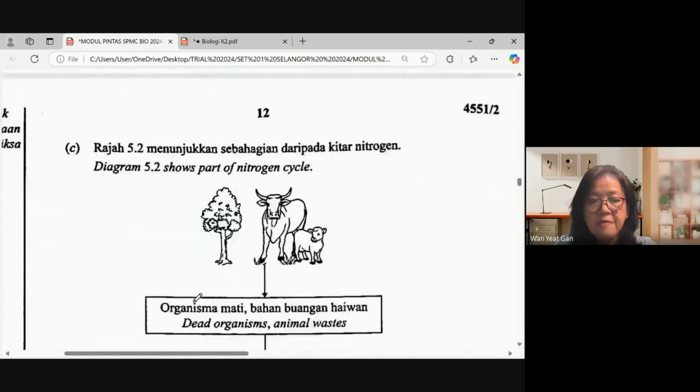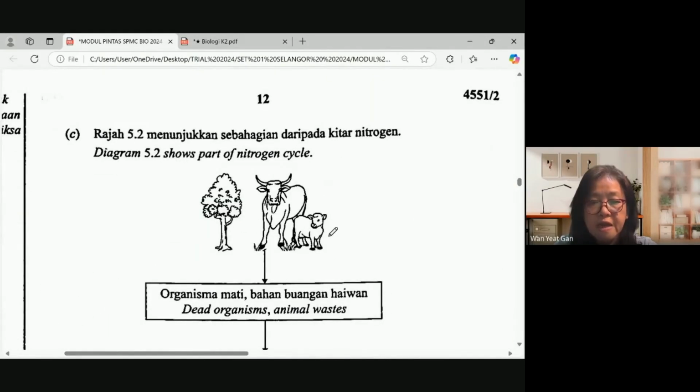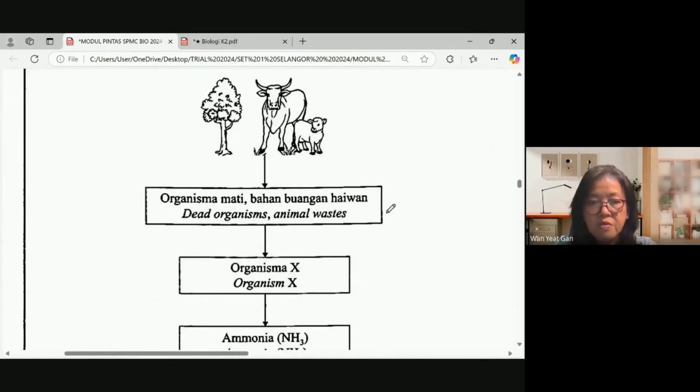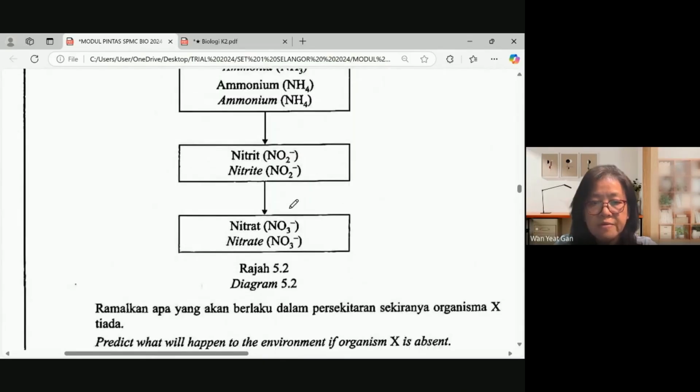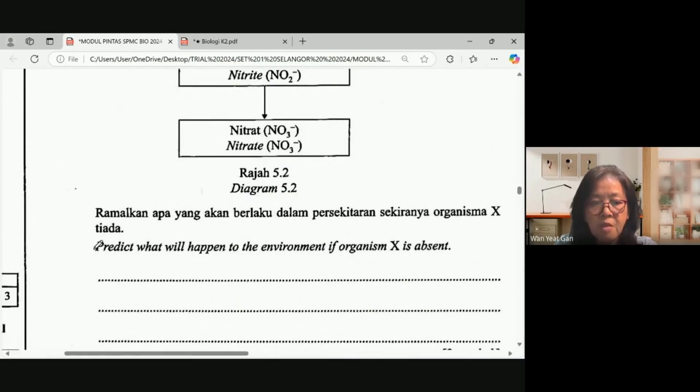Okay, C shows part of the nitrogen cycle. So you see that the dead organisms are converted into ammonium compounds by organism X. So this is part of the nitrogen cycle. Predict what will happen to the environment if organism X is absent.